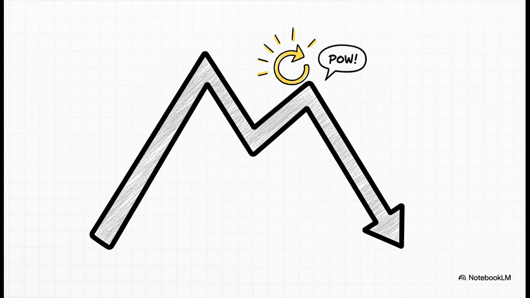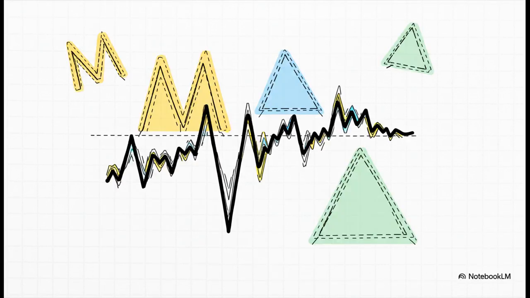Next, we have reversals. Now, this is the plot twist in our story. It's that moment when an uptrend just runs out of steam and starts to head down, or when a downtrend finally hits bottom and starts to climb back up. Spotting these is absolutely key. And finally, patterns. These are just recognizable shapes that show up in the price movements. The whole idea is that these shapes have appeared before in history, and they might just offer us some clues about what could happen next.